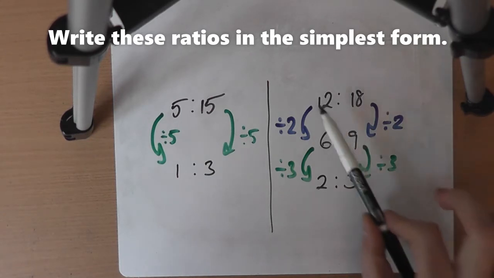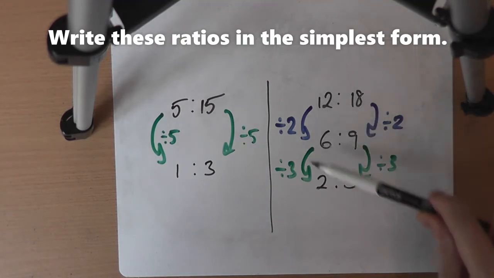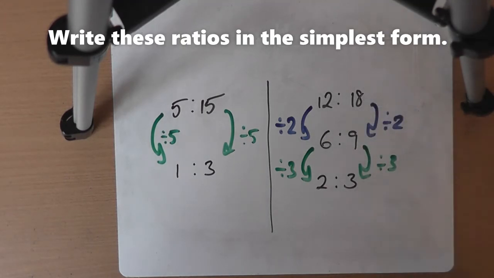Notice though, if you looked at 12 and 18 and said, they'll both divide by 6, you would do 12 divided by 6 to get 2, 18 divided by 6 to get 3. You'd have got to exactly the same answer, just slightly quicker. So either is fine. You can do it in one step, you can do it in more than one step. There is only ever going to be one simplest form for any given ratio, and you will reach it as long as you're doing something valid.